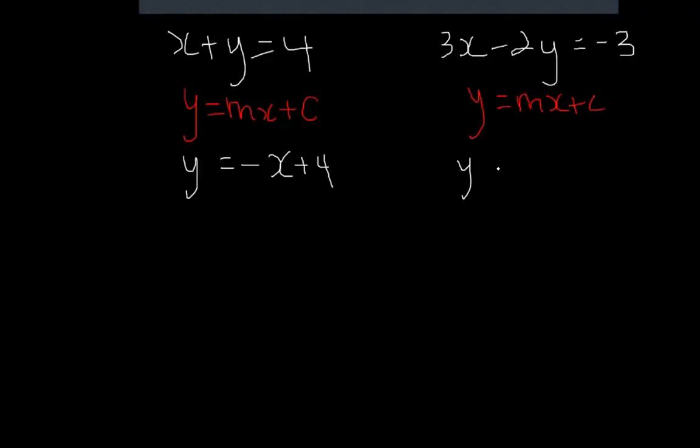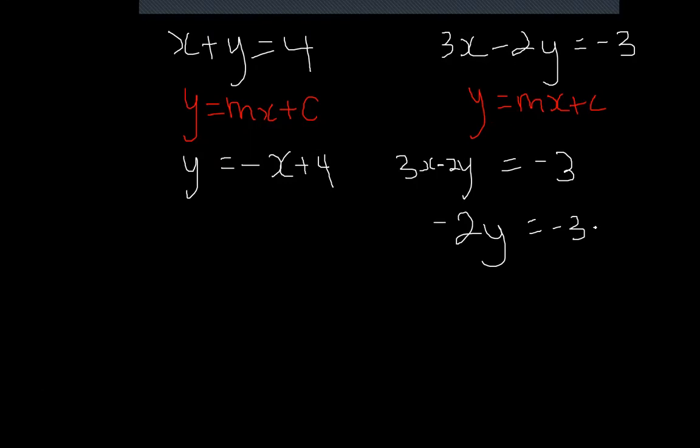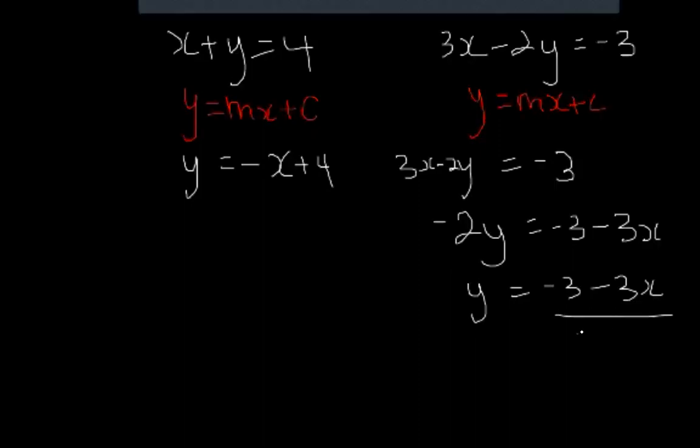Actually, let me do this one step by step. Don't want to confuse anybody. So 3x minus 2y is equal to minus 3. So we could carry across the 3x. This becomes minus 2y equals minus 3 minus 3x. We divide this side by minus 2. So that's minus 3 minus 3x divided by minus 2.